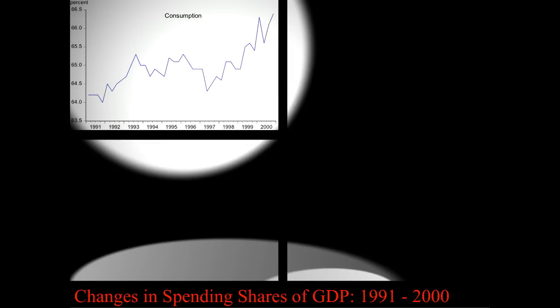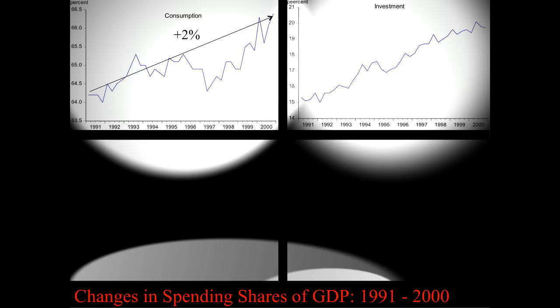In the upper left, you'll see consumption as a share of GDP during the 1990s. You can see its upward trend. The arrow helps you see that. During this period of time, consumption rose by 2% of GDP. In the upper right is investment as a share of GDP. You see a similar upward trend. You can see that trend better with this arrow. Over this span of time, you'll notice that investment as a share of GDP rose by 5%.